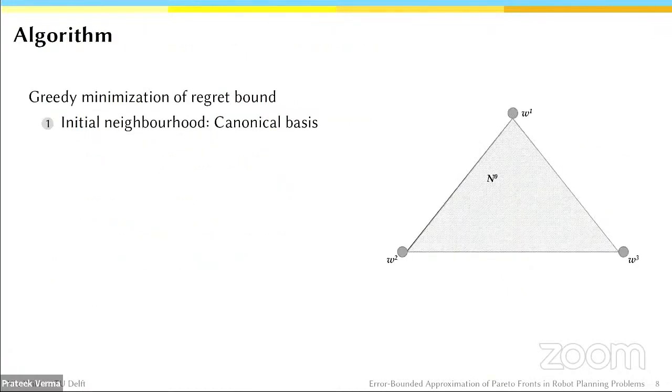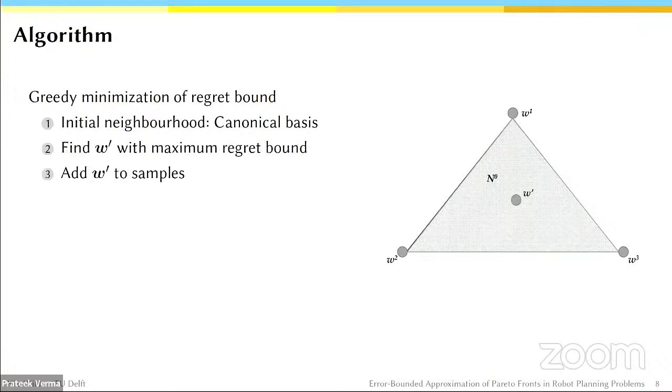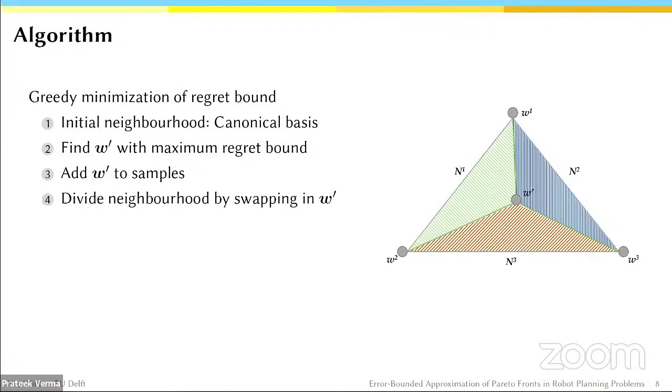So this now leads to our algorithm. What we do in the end is a greedy minimization of this regret bound, of this upper bound on the regret in neighborhoods. And we begin with one initial neighborhood that's constituted by the canonical basis of weights. We then find the weight W prime with maximum regret bound inside the neighborhood and just add that to our set of samples. So we just pick the one that's now represented worst and add it to our samples. And then we divide the neighborhood into n smaller neighborhoods by just swapping in W prime for any of the weights that constituted that neighborhood.